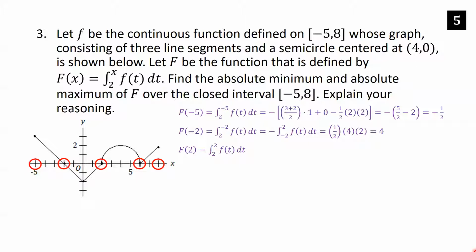F of 2, this is an easy one. The integral from 2 to 2 of f of t dt is equal to 0. No area is generated when you're going from one point to itself.